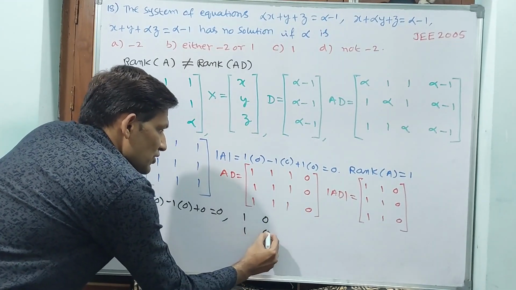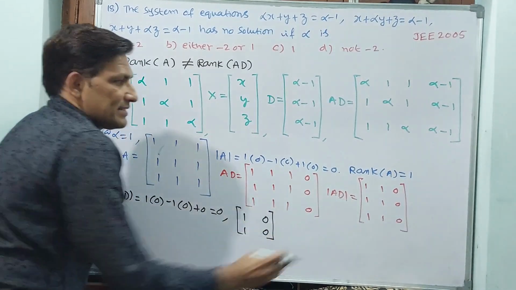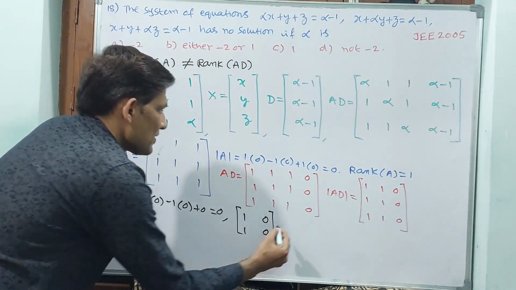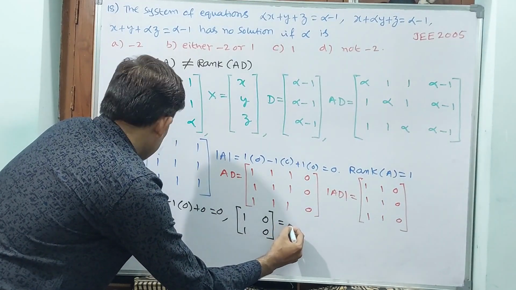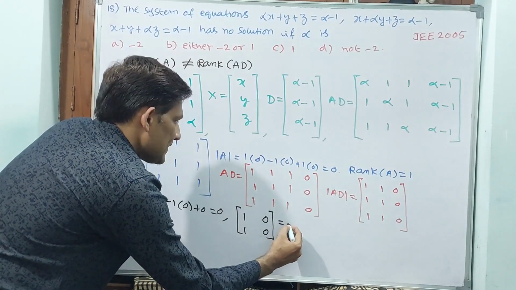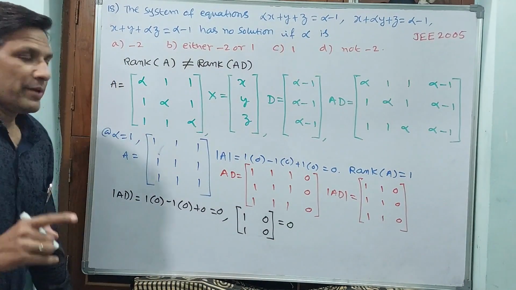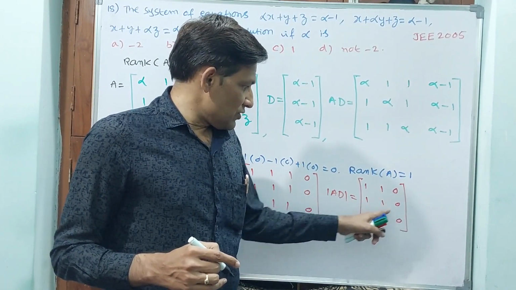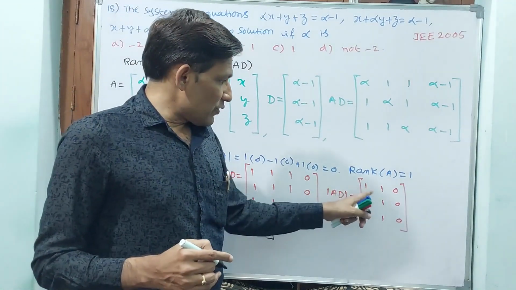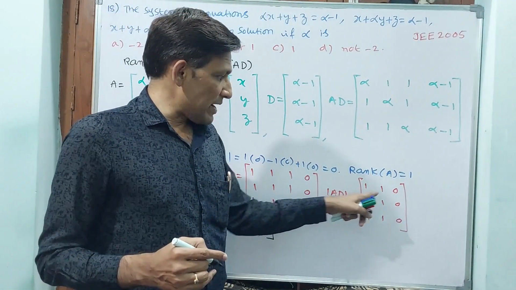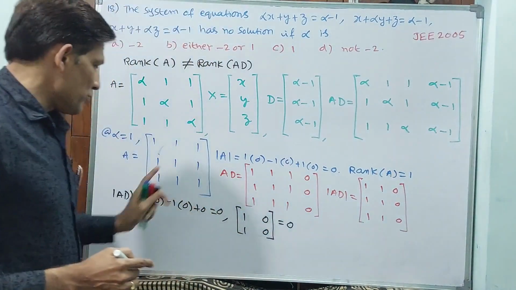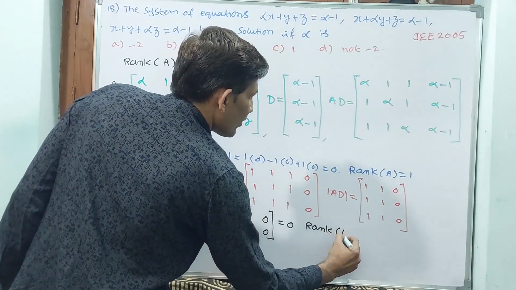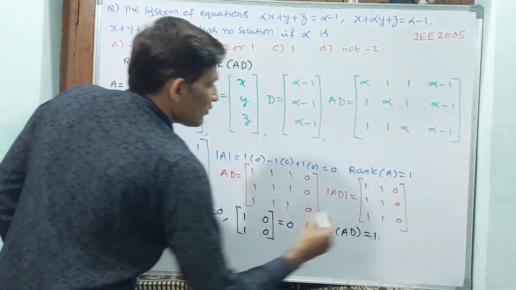If you see inside, what will happen here? 1, 0, 1, 0, if I take this submatrix, top, 0 minus 0, that means zero. Even anywhere you take 1, 0, 1, 0, or 1, 1, you get 1 minus 1, 0. All are going to become zeros. That is what you can say, rank of AD is also equal to 1.